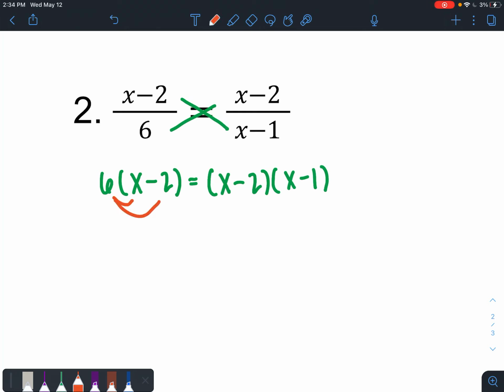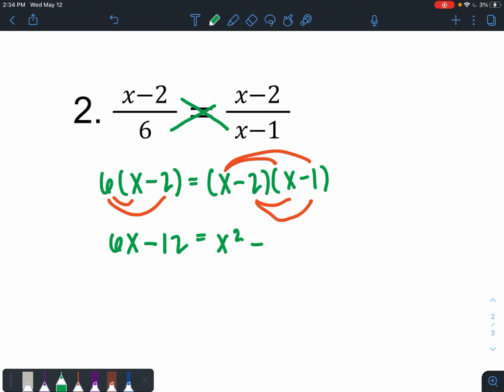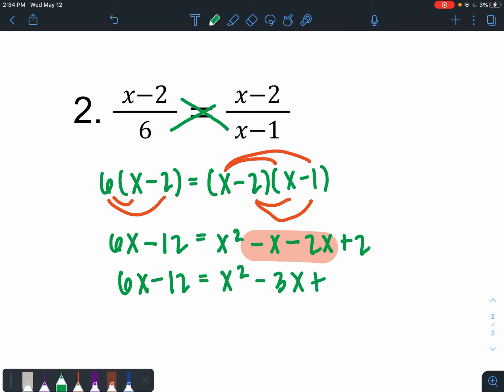Let's go ahead and FOIL and distribute. We get 6 times x is 6x, 2 times 6 is 12, x times x is x squared, x times negative 1 is negative x, negative 2 times x is negative 2x, and negative 2 times negative 1 is a positive 2. Let's combine like terms. So I have 6x minus 12 equals x squared minus 3x plus 2.